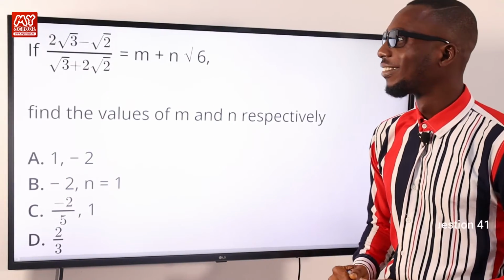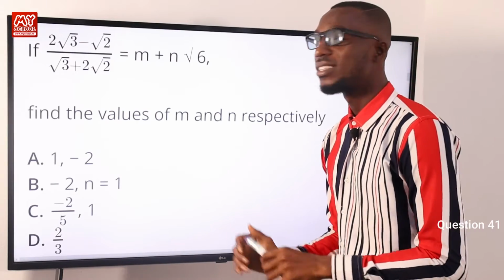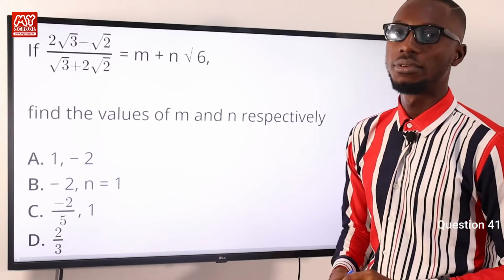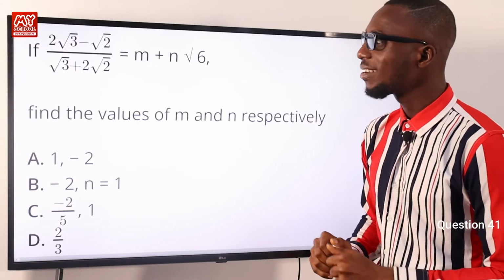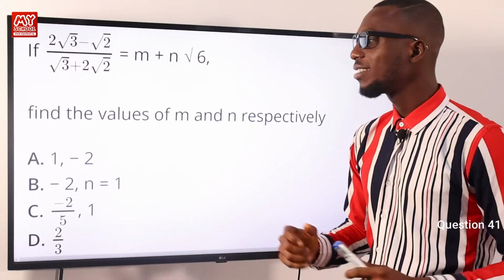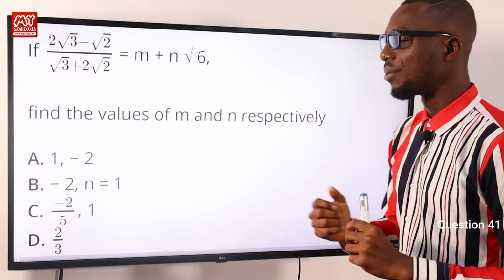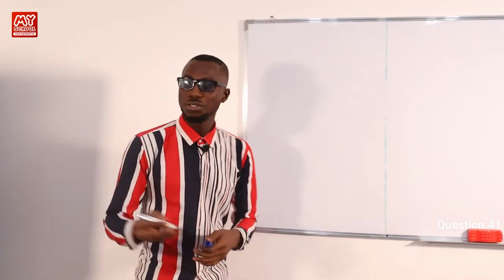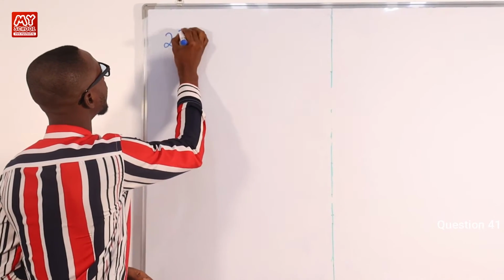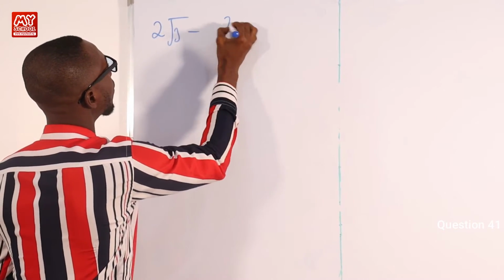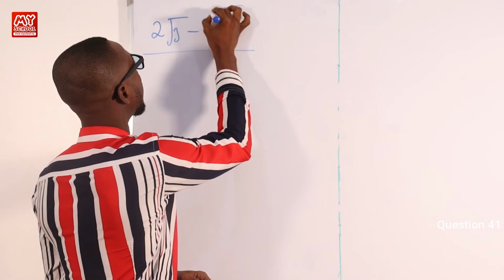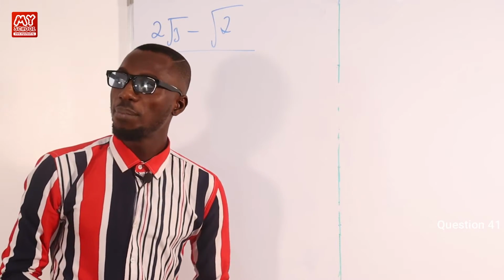Number 41. If 2 root 3 minus root 2, over root 3 plus 2 root 2, equals m plus n root 6, find the values of m and n respectively. This is definitely a question to solve. So we have the question 2 root 3 minus root 2 over root 3 plus 2 root 2.